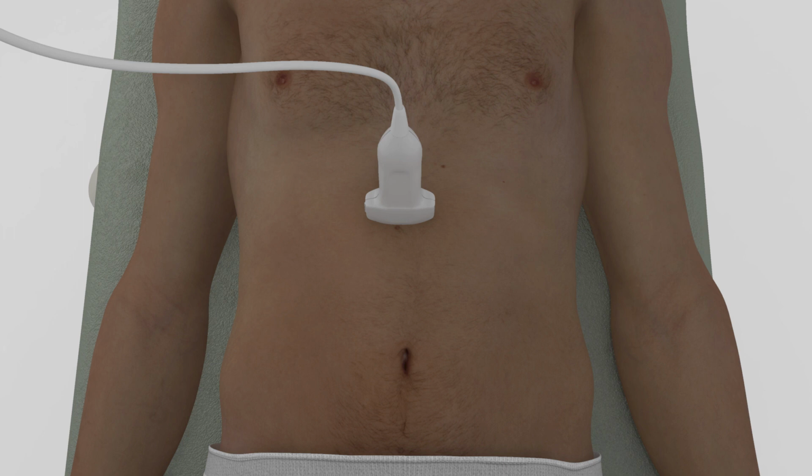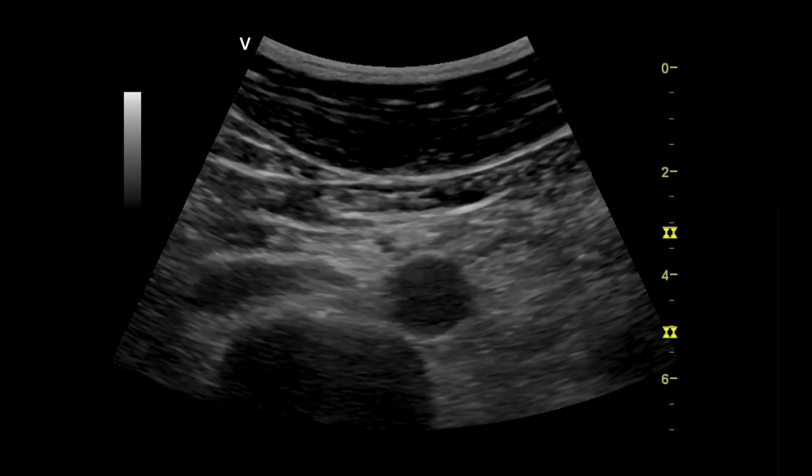Keep in mind that the proximal abdominal aorta is deeper than the distal abdominal aorta, so adjust the depth and focus position accordingly. In this mid-transverse view of the abdominal aorta, note its position in relation to the inferior vena cava and the spine.